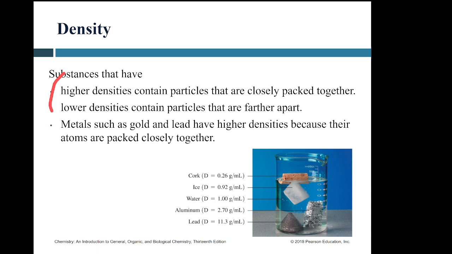So metals like gold and lead typically have higher densities because their atoms are packed closely together. You were at my desk before. I have a cool silicon, right? Not very dense, is it? No. It looks like an iron ingot, right? Yeah, I thought it was aluminum. Yeah, it's pretty wild. Whereas tungsten, on the other hand, is super dense.